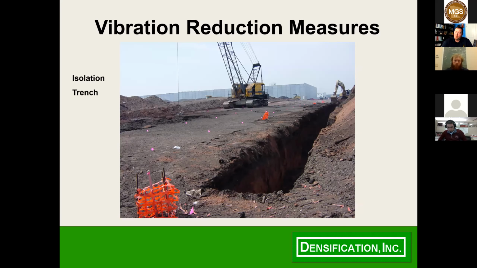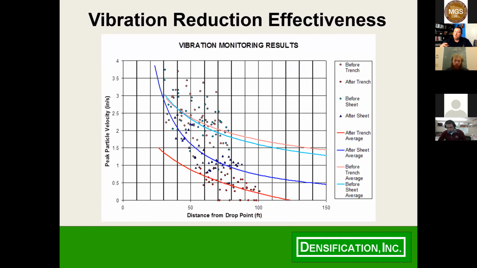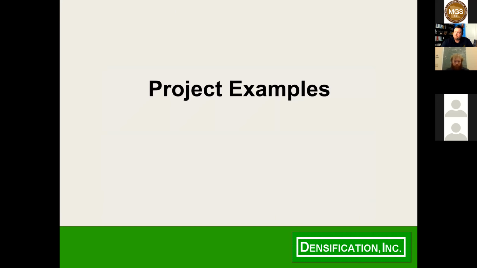considerably. And when we take a look at this chart here, you take a look at the red lines and the blue. So the red lines are kind of in front of the trench, behind the trench. The blue lines were in front and behind the sheets. And what it tells you is if you're at 100 feet, you've dropped your vibration level from 2 inches a second to less than a half inch a second. So again, this was just one specific site, but it's really kind of meant to illustrate the effectiveness.